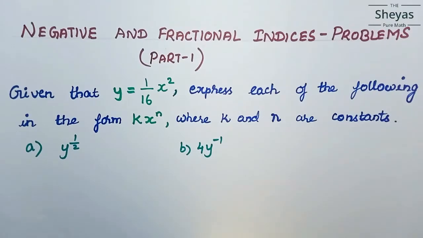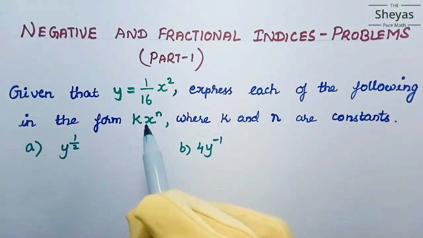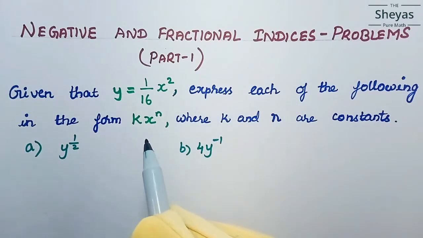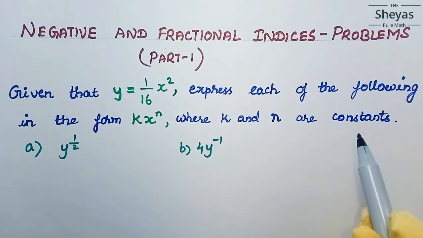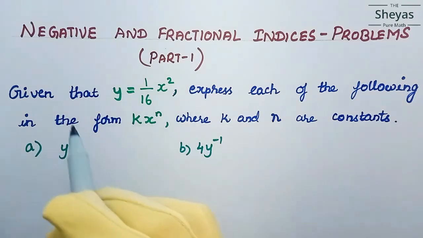Hi friends, today we are going to discuss some problems under negative and fractional indices. So let us start. Given that y is equal to 1 by 16 x power 2, express each of the following in the form of k x power n, where k and n are constants. So you have to express this in the form of k x power n.